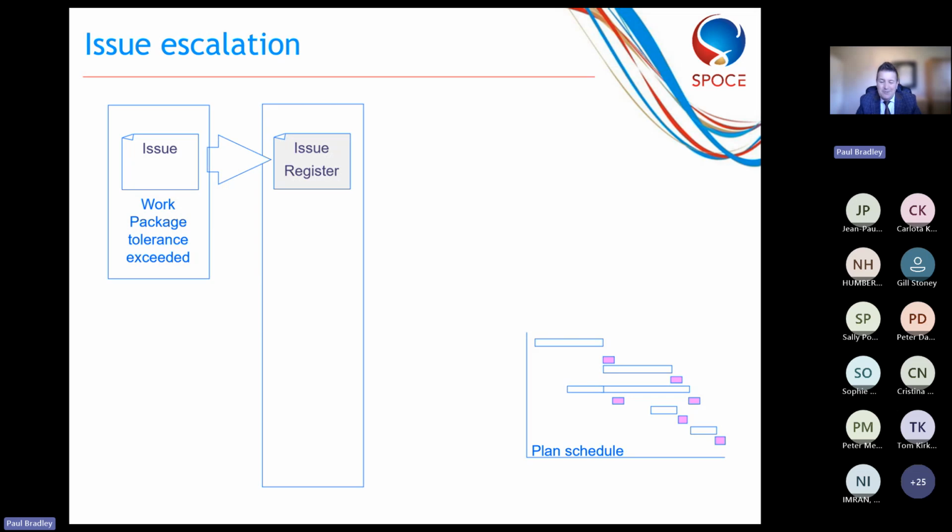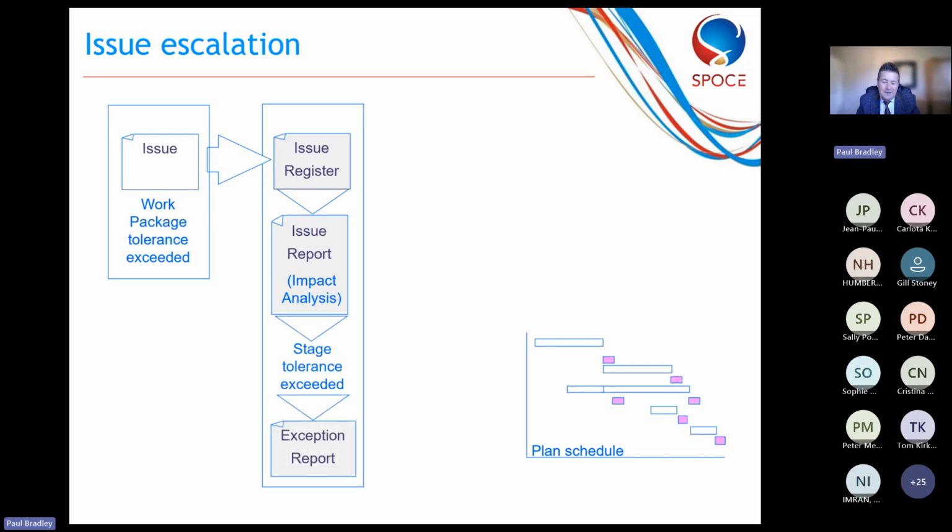Anyway, the project manager would register the issue on the issue register, and then carry out an impact analysis. That impact analysis covers the impact on time, cost, quality, scope, benefits and risk at project level and stage level. Look at impacts on other products and so on. Before I go on to the next point, if the project manager can resolve this issue within their tolerances, then do it. That's what you get paid for.